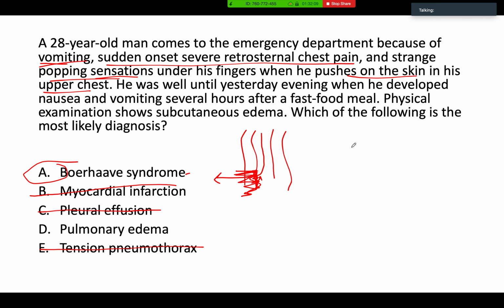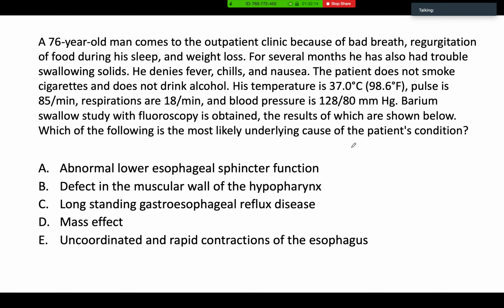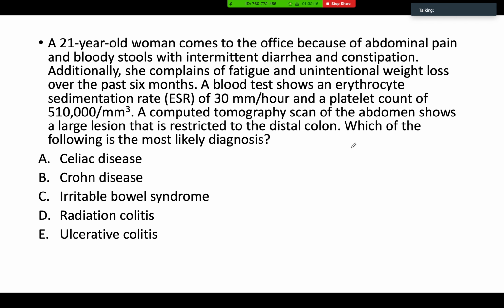Excellent. Okay. So let's see. What is this one? Okay, great. You already know that. So how about this question? And then we'll move on to endocrine.